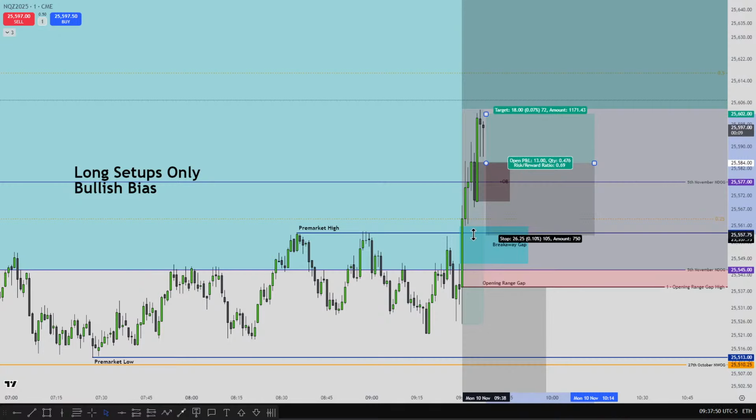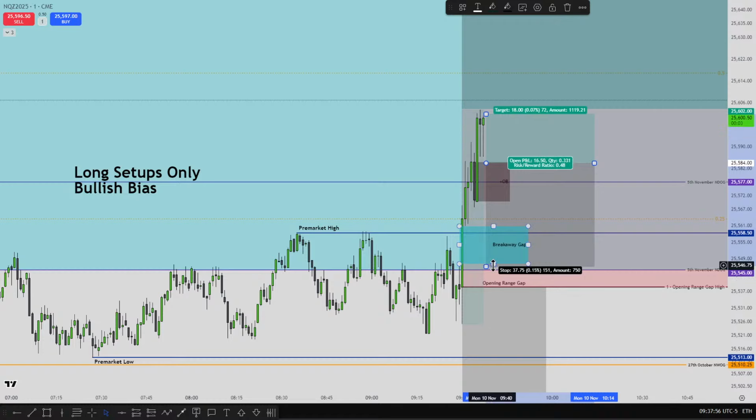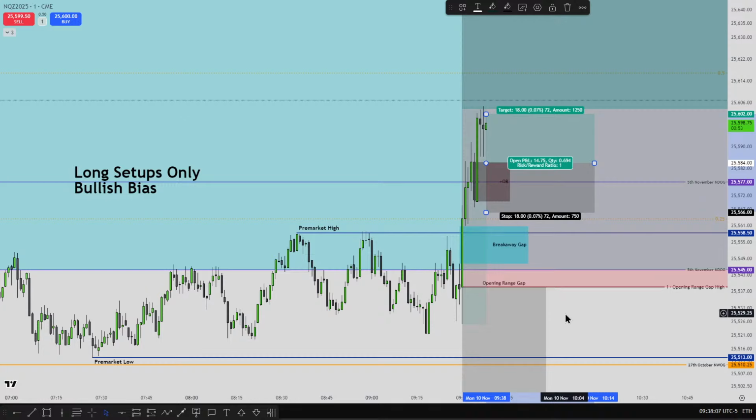I would have my stop loss a little bit there in the breakaway gap. Maybe here from very loose, but really the breakaway gap's midpoint. Even the high of the breakaway gap is a good stop loss. I would not be looking to enter on the breakaway gap.